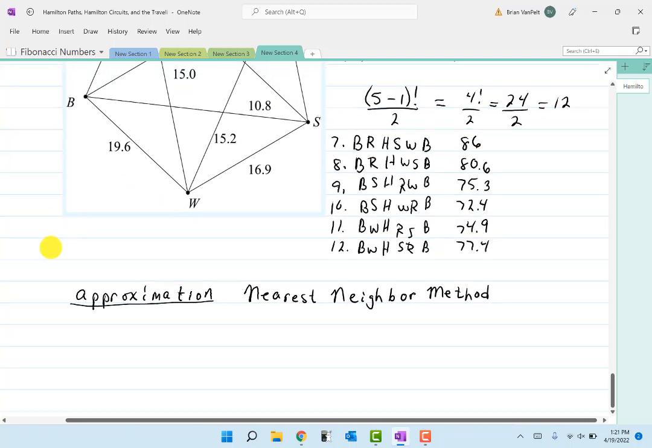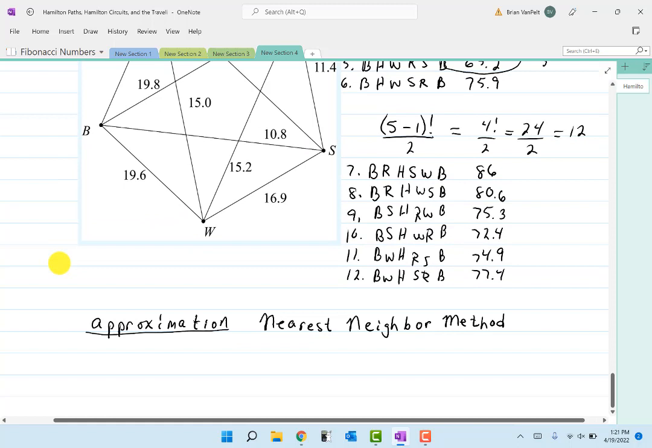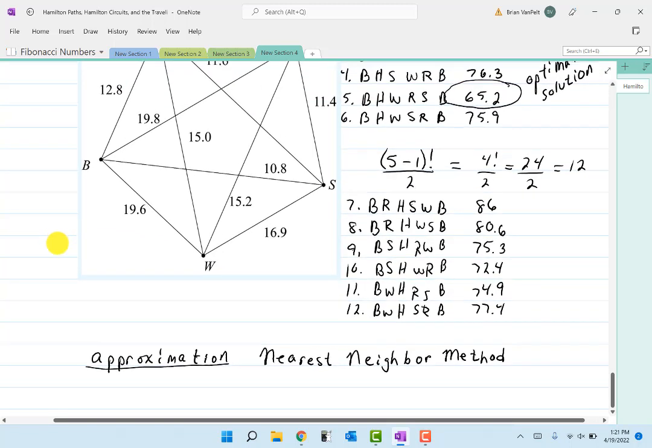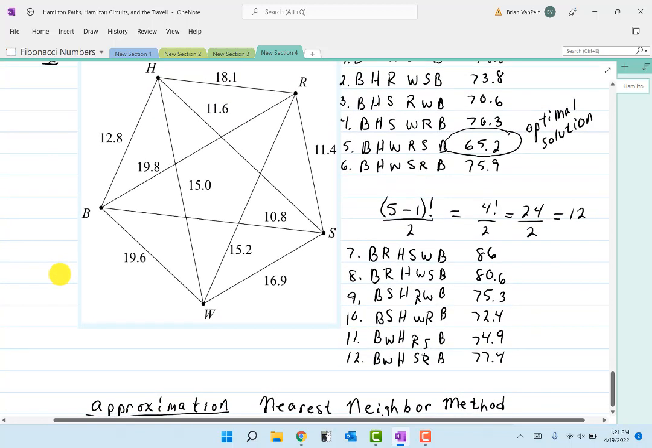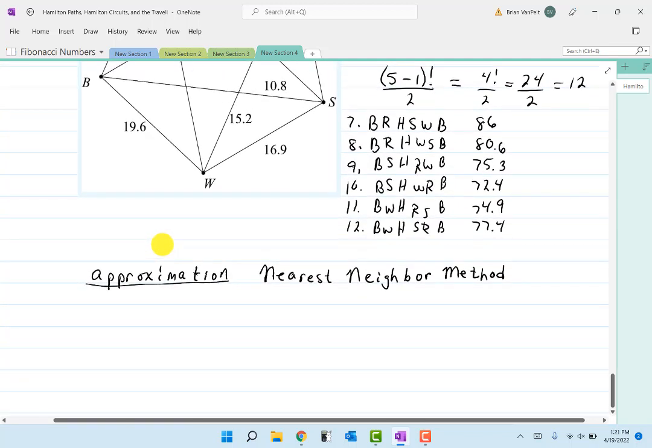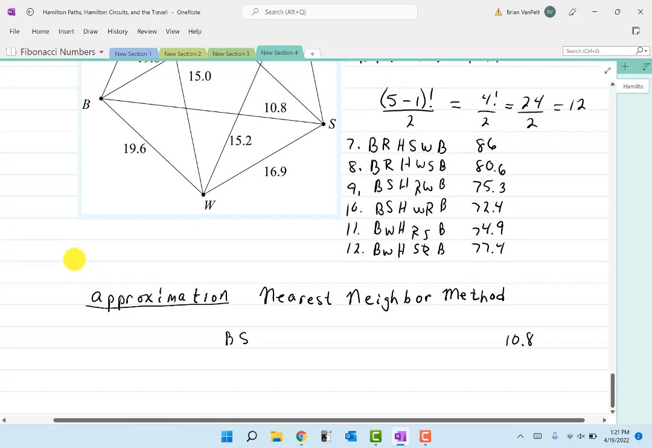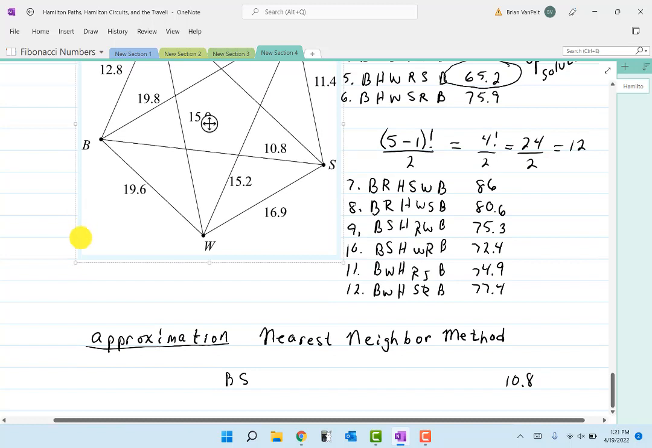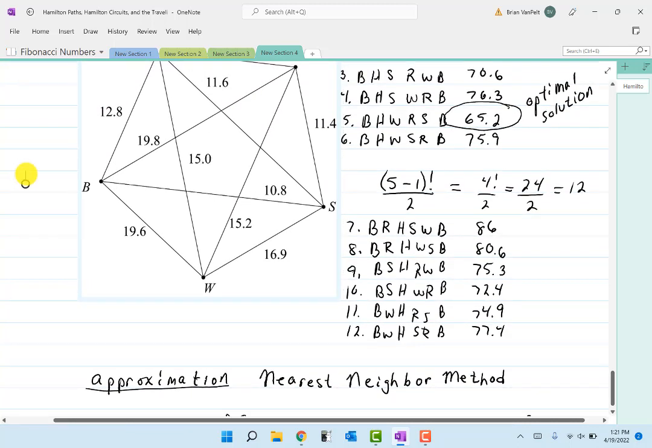Basically, what you do is you find the cheapest, lowest expense way to start. And if we look at all of the edges in this graph, you'll notice that B to S is absolutely the smallest possible one you can have. So there's BS. I'll put that in there. And while I'm doing that, I'm going to keep track of how much I'm using. Now, the nearest neighbor method is very simple after this. Next, all you do is find the cheapest way in and out of every vertex.